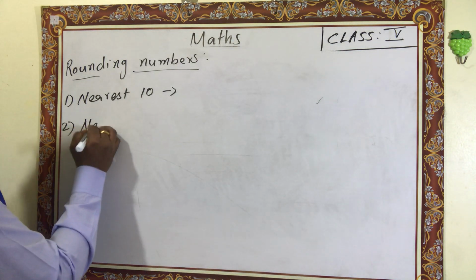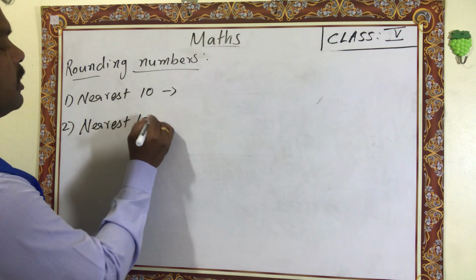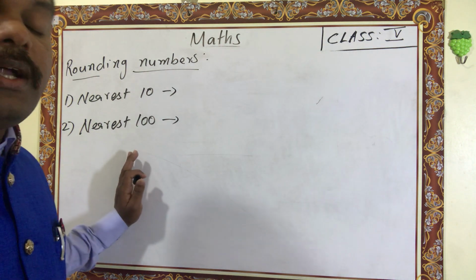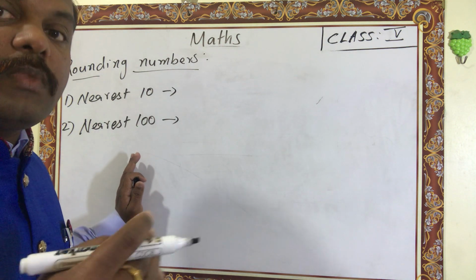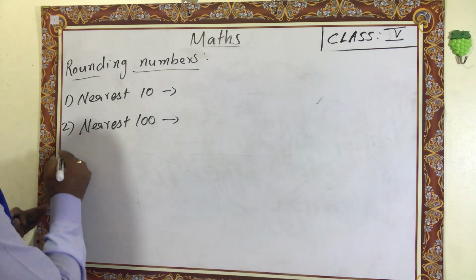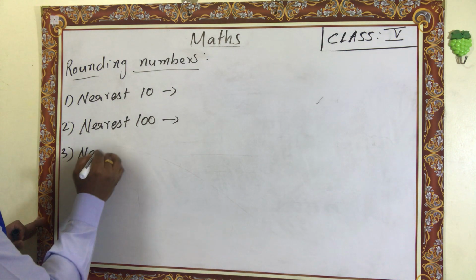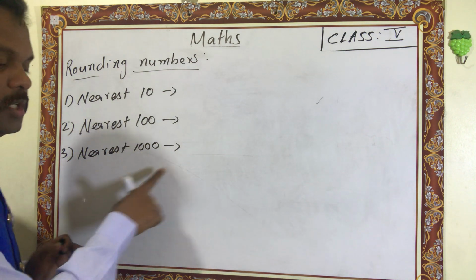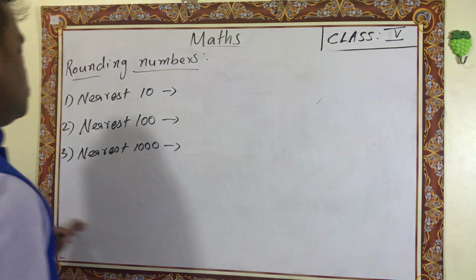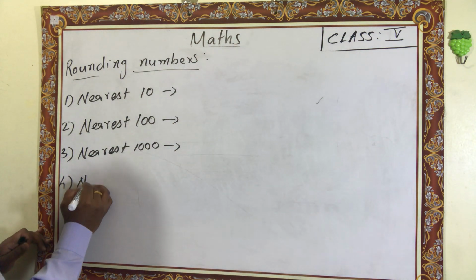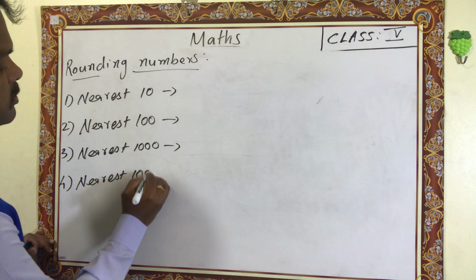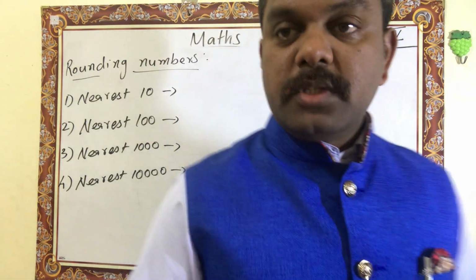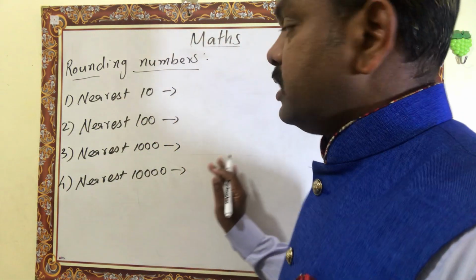Next, nearest to 100. The answer should be the multiple of 100: 100, 200, 300, 400, 500, like that. Then nearest to 1000. Answer should be the multiple of 1000: 1000, 2000, 3000, 4000, like that. And nearest to 10,000. Answer should be the multiple of 10,000: 10,000, 20,000, 30,000, 40,000, like that.